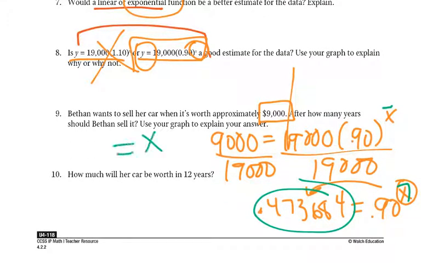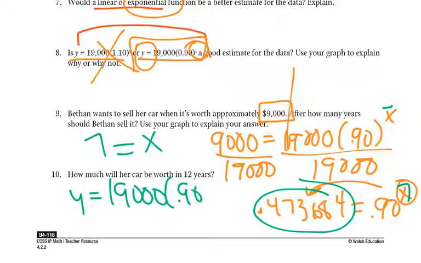So 7 years. Okay. How much will her car be worth in 12 years? Well, this is the easier one. We go y equals 19,000 times 0.9 to the 12. So that's much easier to type into my calculator. So I go 19,000 times 0.9 to the 12th. And it gives me about 5,366.16. And there we go.